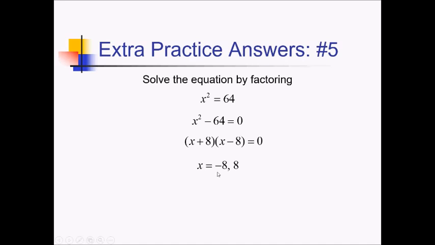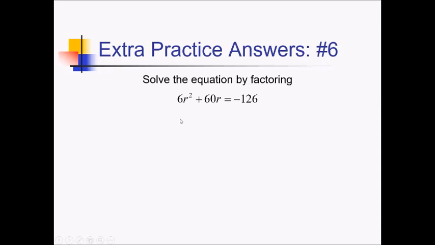And again, we're just picking values of x that zero out each parentheses. To solve this equation, I'm going to add this 126 over to the left side so that I've got this thing zeroed out. And now that I've done that, I'm going to try factoring it.